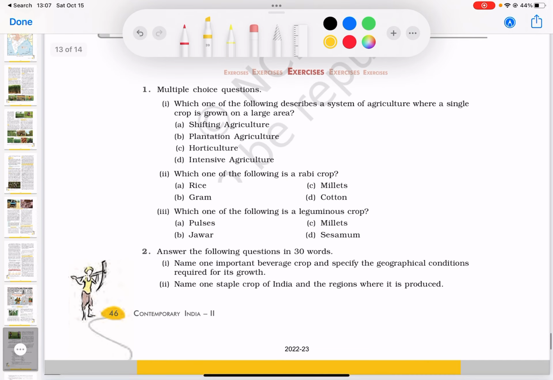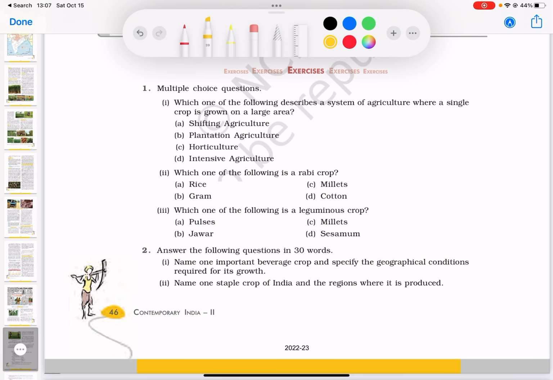I also like to look at the questions before I read the chapter, so that it helps me to keep an eye on what is important. So if I look at the multiple choice questions, the first one here talks about a system of agriculture where a single crop, and you have all these different types of names: shifting, plantation, horticulture, and intensive. The second question talks about which of the following is a rabi crop, so I should be able to answer after learning the ideas from the chapter. And the third one talks about which of the following is a leguminous crop. So these are the kind of questions that you are expected to answer.